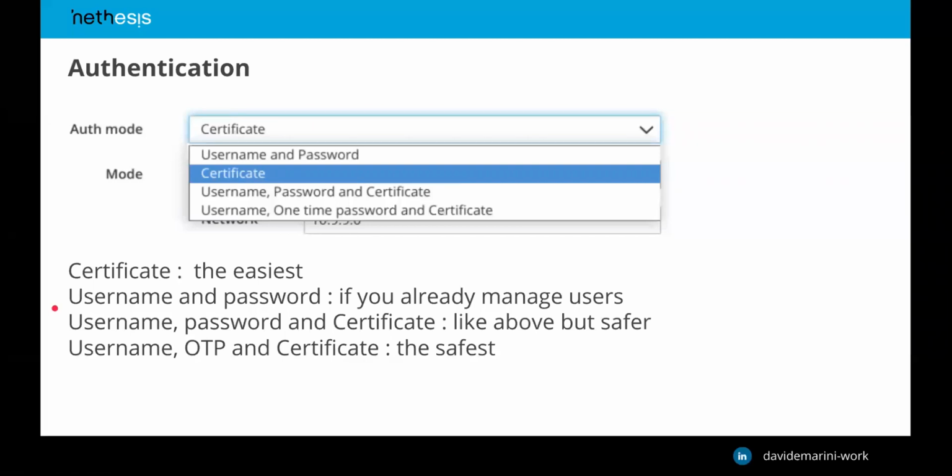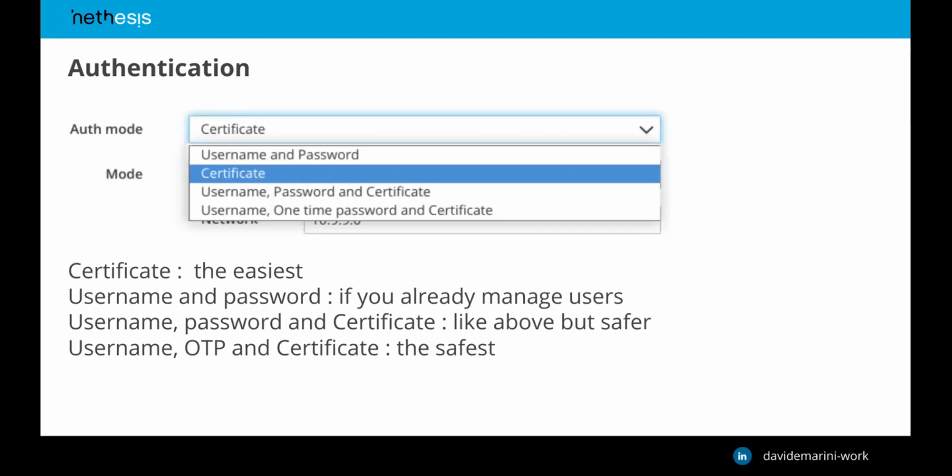Other methods are username and password. This is very useful if you already have a users database. For example, the server can join a Microsoft Active Directory domain and authenticate users that are in your domain. Username, password, and certificate is like the one above, but safer, because every user also needs to have their own private certificate in order to authenticate.